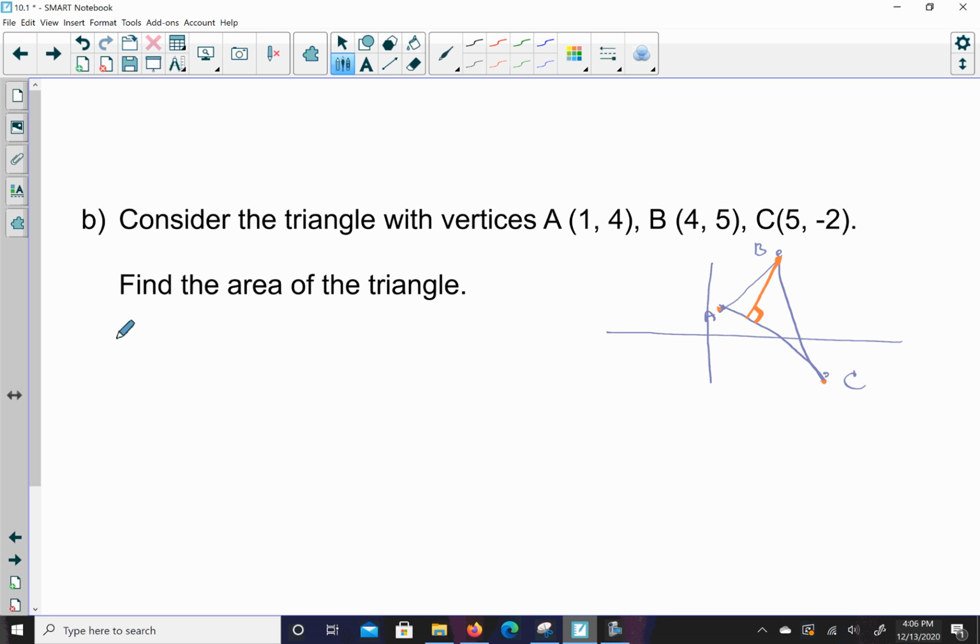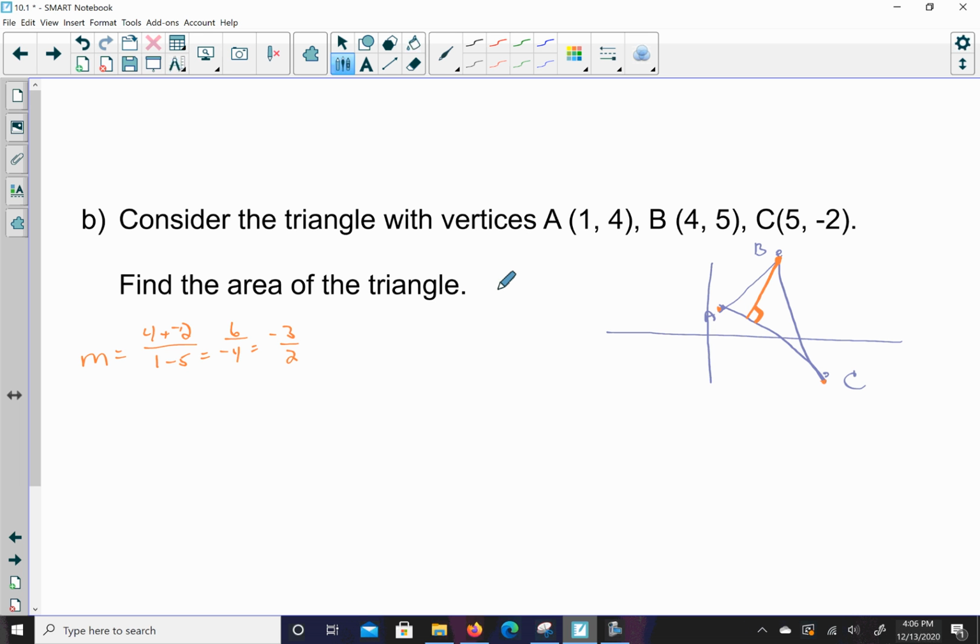So to find the equation between A and C, the first thing I'm going to do is find the slope. So I'm going to say the difference of the y's, so 4 minus a -2, over the difference of the x's, which will be 1 minus 5. So this will be 6 over -4. So -3/2 is going to be my slope.